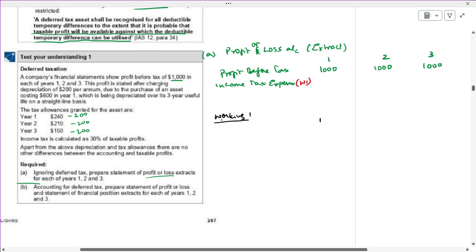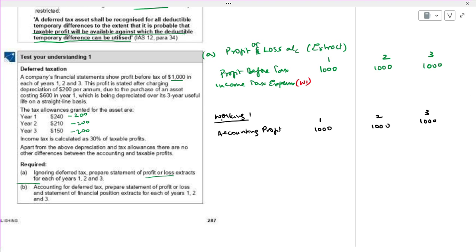Year 1, year 2, year 3. How much is the accounting profit? Again, we have to go by accounting profit, because we have to calculate tax. The accounting profit is 1000, 1000, 1000. Now, this accounting profit is after depreciation.